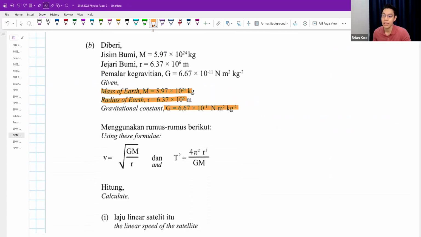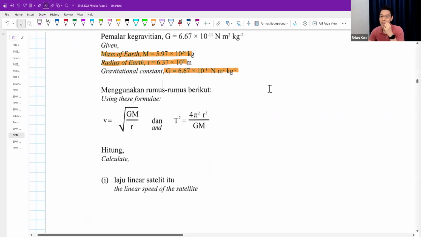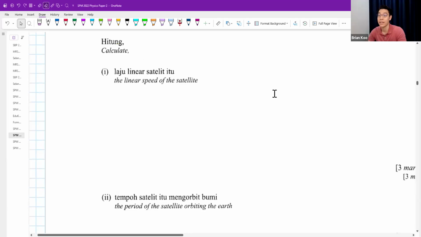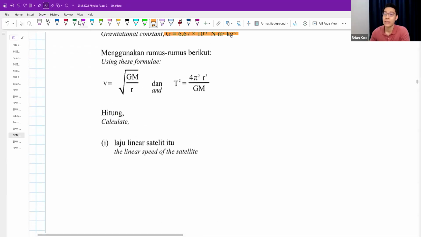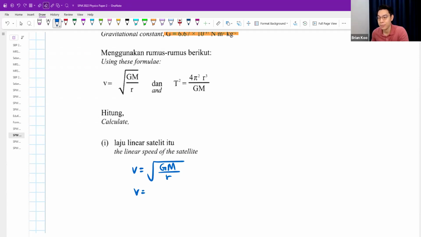Okay, then part D, they gave the mass of Earth, the radius of Earth, the G value, and then they say using these two formulas, find the linear speed of the satellite and also the orbital period of the satellite. 5 marks. Okay, now they just ask us to sub in only. So linear speed, we will use this normally for the satellite. Okay, we sub in the G first. It's just the r that will be a bit troublesome later.